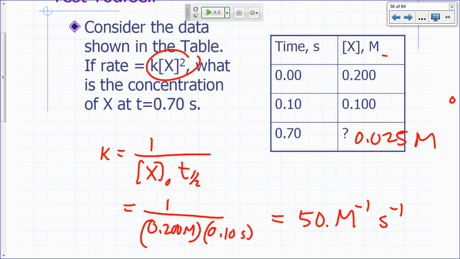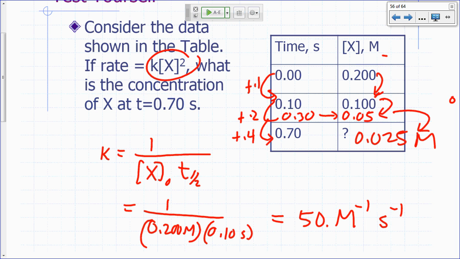Moles per liter. Let's see if this makes sense. To get cut in half, it takes 0.1 seconds, right? If I want to cut this in half, what would I get next? 0.05, right? So it's going to take twice as long. So instead of adding 0.1, I'm going to add 0.2. It's going to be 0.3 seconds. At 0.3 seconds, it's going to be 0.05. If I cut it in half one more time, it's going to take twice as long now. So instead of adding another 0.2 seconds, I add another 0.4 seconds. So 0.1 plus 0.2 plus 0.4 will give me 0.7 seconds. See, the half-life gets longer as the reaction progresses if your reaction is second order.